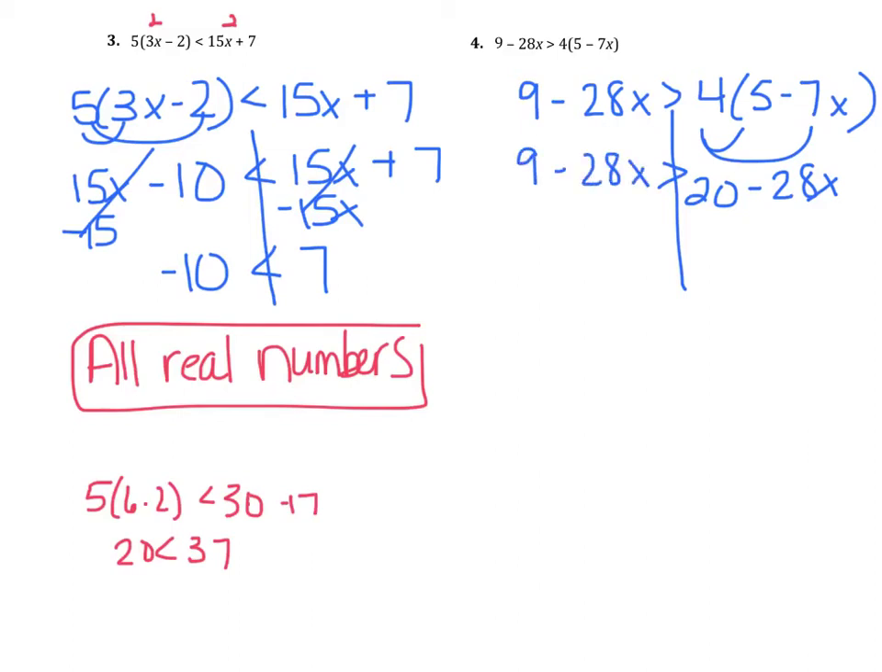Again, we're going to combine our variables first. Now these are going to cancel out. You have 9 is greater than 20. Now is 9 greater than 20? No, 9 is not greater than 20. So the answer to this one is going to be no solution.